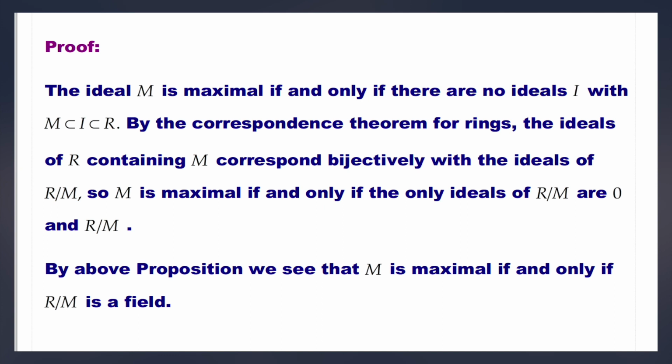Proof: the ideal M is maximal if and only if there are no ideals I with M a subset of I which is a subset of R. By the correspondence theorem for rings, the ideals of R containing M correspond bijectively with the ideals of R/M. So, M is maximal if and only if the only ideals of R/M are 0 and R/M. By the above proposition, we see that M is maximal if and only if R/M is a field.